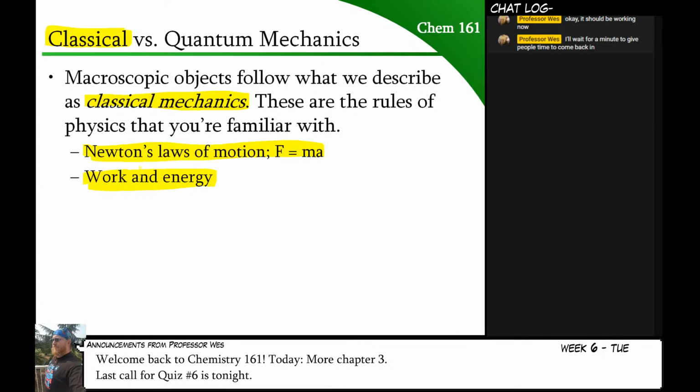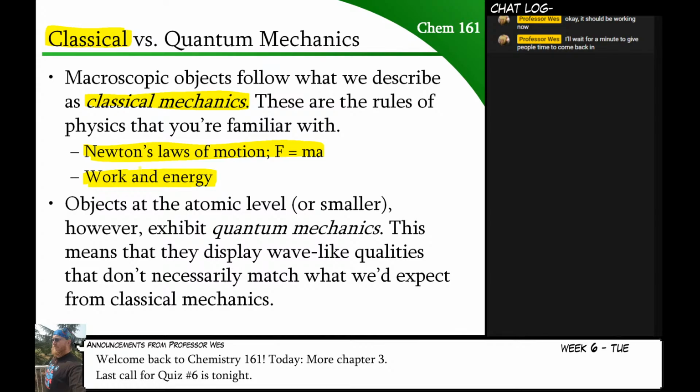When you're working with teeny tiny objects, though, any sort of energy that you put into the system, whether intended or accidentally, completely transforms the system. We're going to see a consequence of that when we talk about the Heisenberg uncertainty principle and Schrodinger's cat and stuff like that. But suffice it to say, objects that are tiny, such as atoms or smaller, follow a different set of rules, and those are called quantum mechanics. Quantum mechanics do not follow typical trajectories.